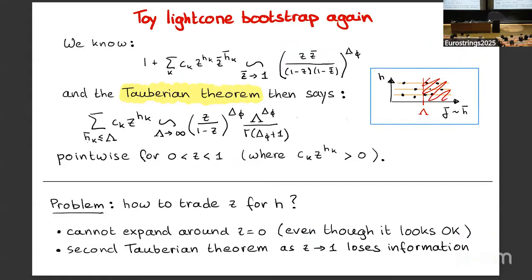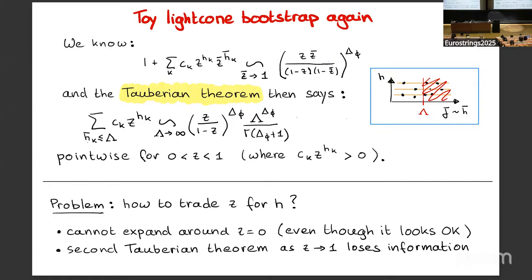So we have a Tauberian theorem, and what we did is we basically killed the z bar sum, and we just wrote it in terms of a sum over h bar with some cutoff lambda, right? Pictorially, we have this h j thing, and we have some cutoff lambda at some h bar. And we're just summing all the coefficients here, but there's still the z to the h. And that's a problem, right?